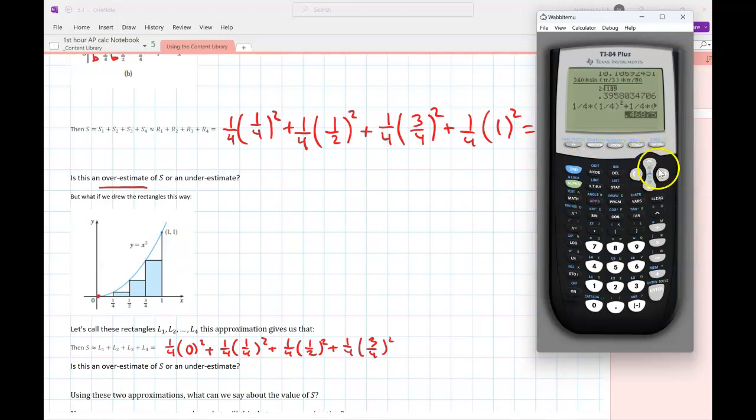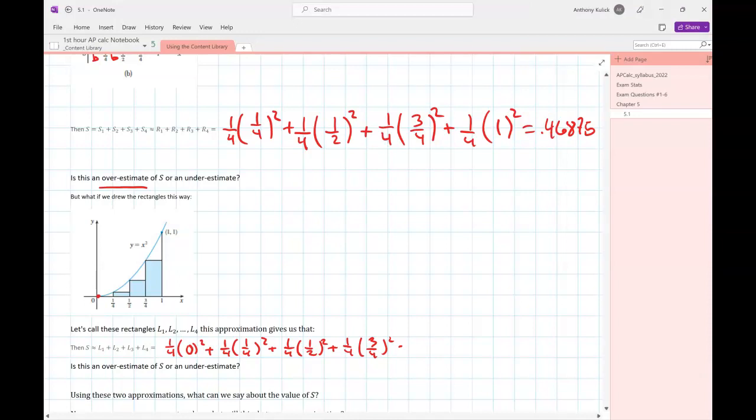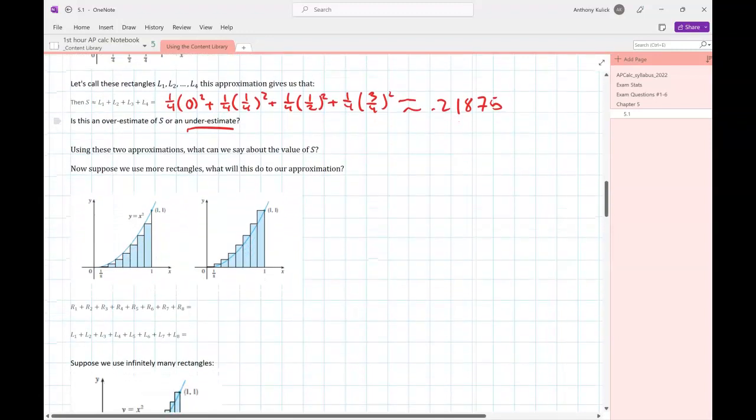Just pull that up. And that one is 0.21875. And again, already we see that's an underestimate. So using these two approximations, what can we immediately say about the value of S? It's in between those two. Exactly right.